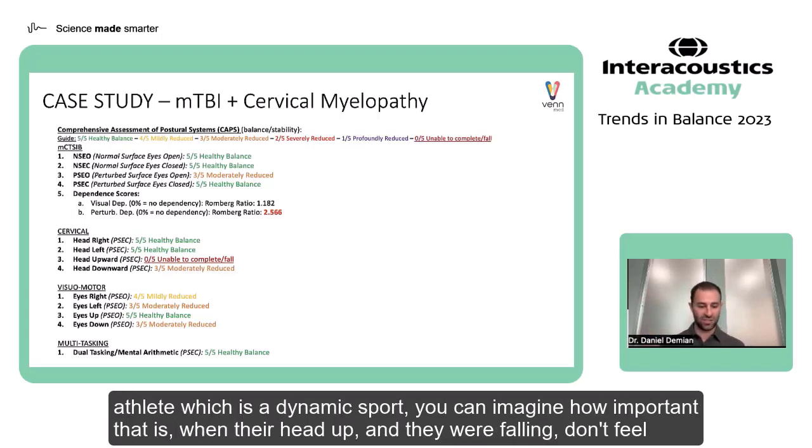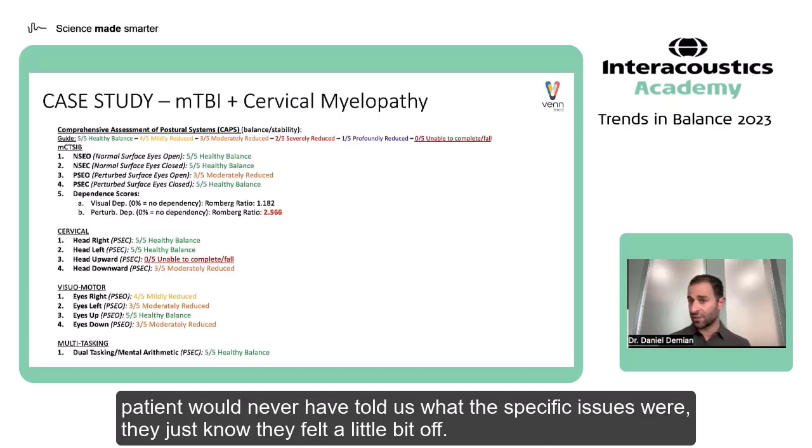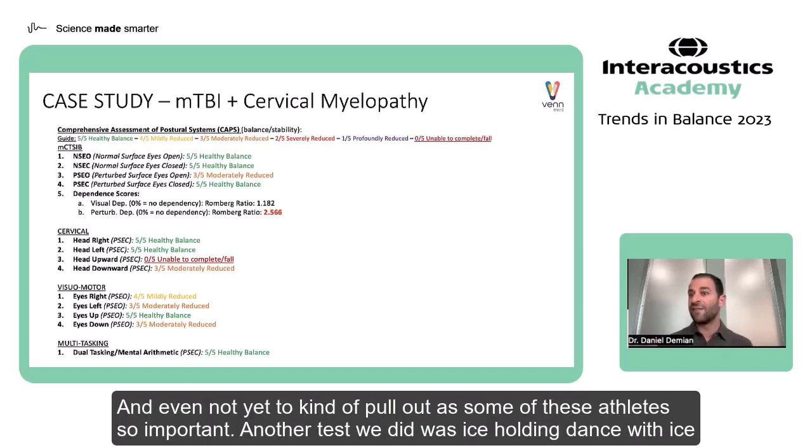For an athlete, which is a dynamic sport, you can imagine how important that is. When they're head up and they're falling and don't feel stable, how much higher a risk of injury that becomes for them. But if you don't measure, you don't know, and you might assume. This patient would never have told us what the specific issues were. They just know they felt a little bit off, and even that you had to pull out of some of these athletes. So important.